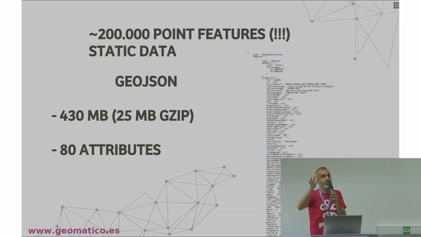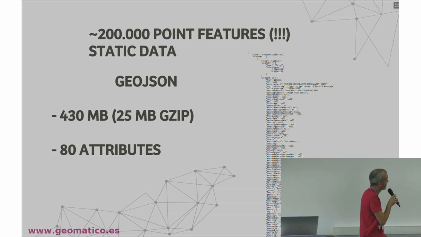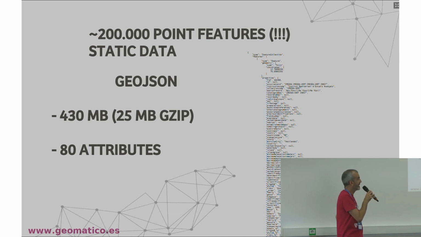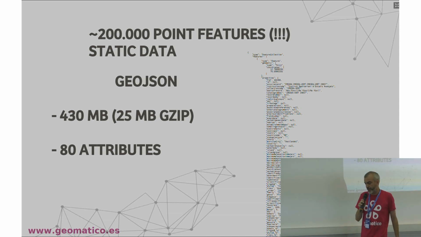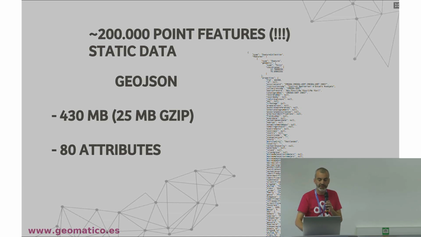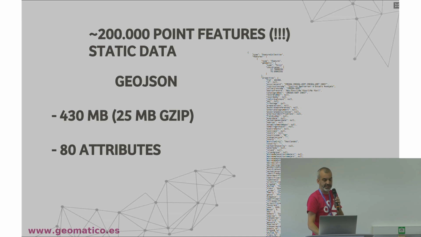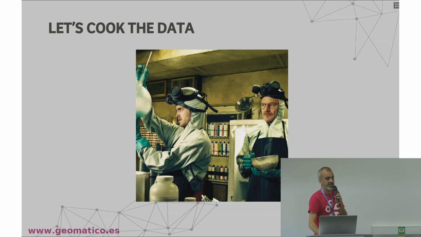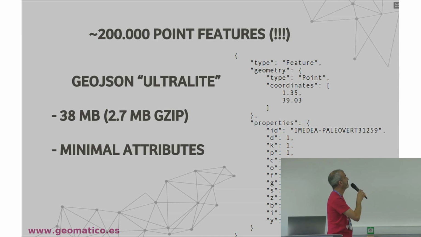The data is more or less static, they change it every year, but the GeoJSON is more than 400 megabytes, and even compressed it's 25 megabytes. Why? It's what we want to symbolize here. It has a lot of attributes, like 80 attributes. So with that, vector tiles are absolutely impossible, and GeoJSON wouldn't work. So what was the solution?